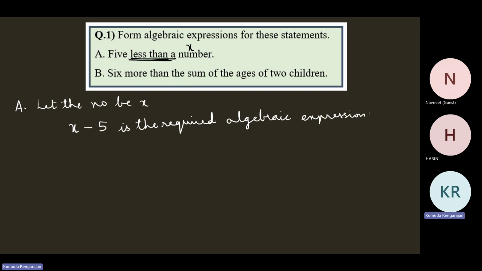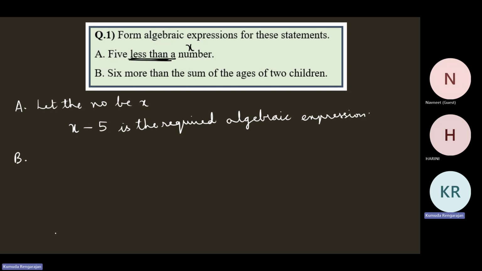You can call the number y also. Any letter you can use, A, B, C, D, any small letter. So you must first say let the number be x. Then the expression will be whatever comes after less than, more than, that should be written first. So less than a number, so write that first. And less than means minus, more than means plus. So less than, so minus, and 5. So x minus 5 is the required algebraic expression.